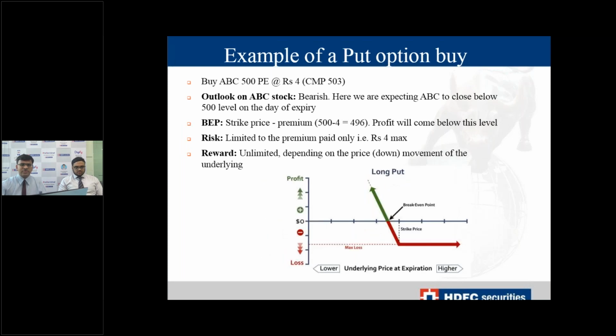Now there's also an example of a put option. We buy a put option if we are bearish on the stock. So in this example, we are buying ABC 500 strike price put at 4 rupees. The break-even point for this strategy is the strike price minus the premium, which is 500 minus 4, which means that the break-even is 496. And one can make profits once the stock falls below 496. So risk again is limited to the premium, which is 4 rupees, and the reward is unlimited.